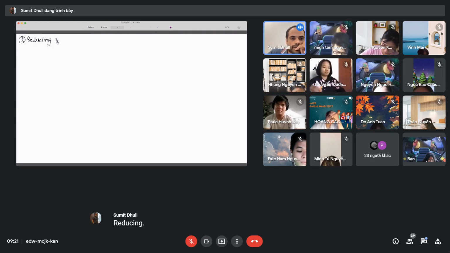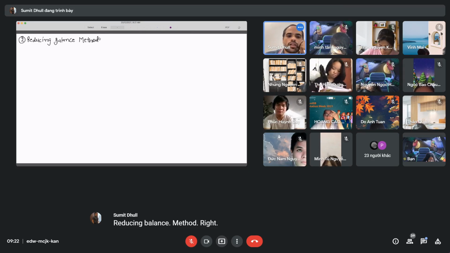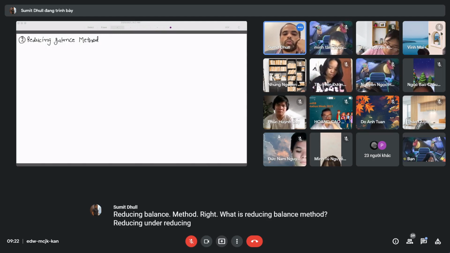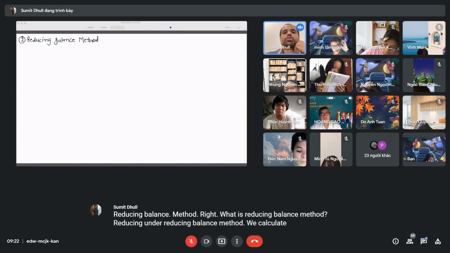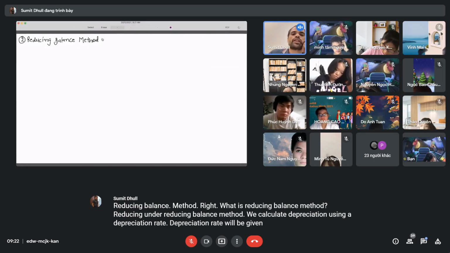Reducing balance method. All right, what is the reducing balance method? Under the reducing balance method, we calculate depreciation using a depreciation rate. The depreciation rate will be given. We use that rate.